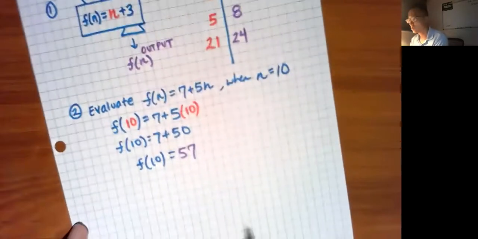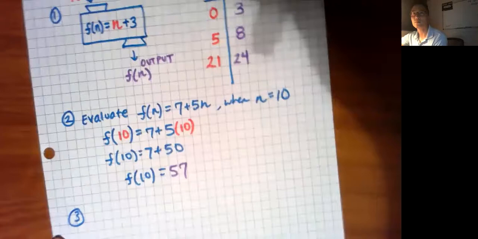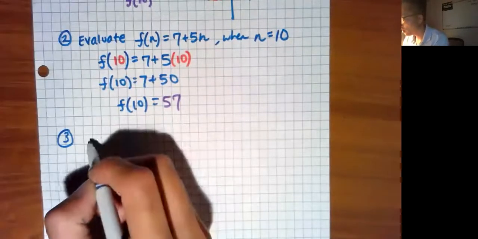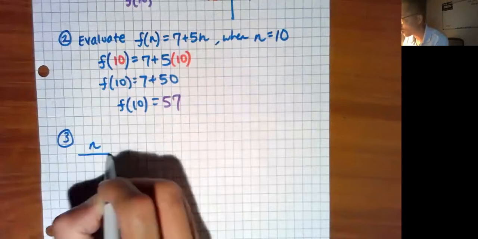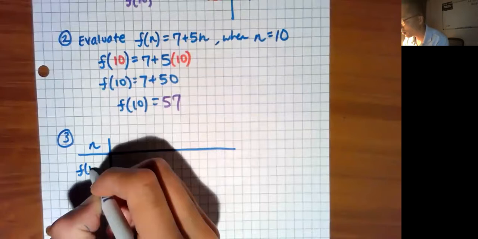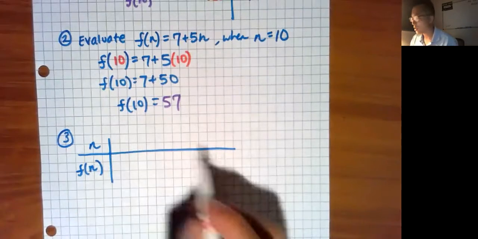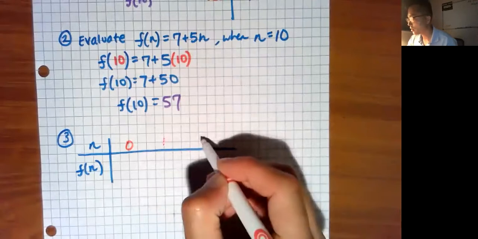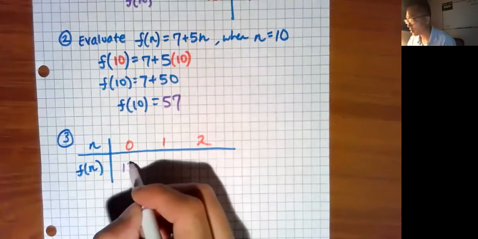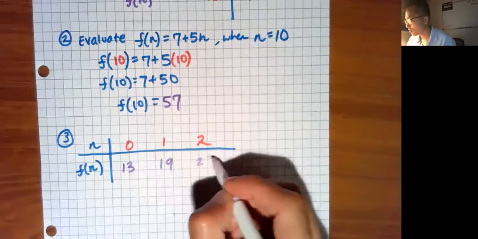All right, last thing that I want to show you is a third example of how you might see a function. And sometimes you might just have a table. So let's make a table. And sometimes tables can go horizontally. So let's try that. So let's say my first three inputs are 0, 1, 2, like that. My first three outputs are 13, 19, 25, like that.